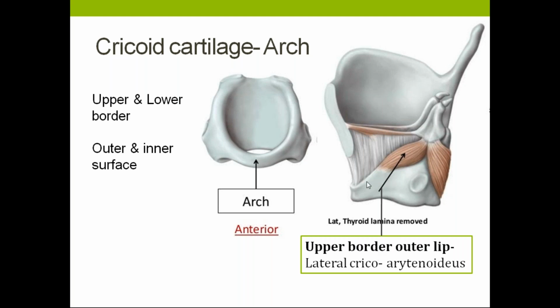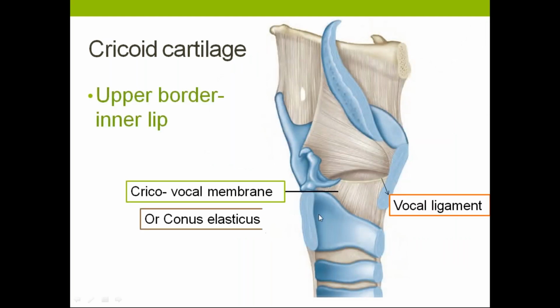Okay, now the outer lip of the upper border of the arch of cricoid cartilage gives origin to the cricoarytenoideus muscle. So it starts from crico and ends in arytenoid. So origin will always be cricoid and insertion is arytenoid. Easily you can read the origin and insertion also. Okay. So other than this, the upper border, I said it has an inner lip also.